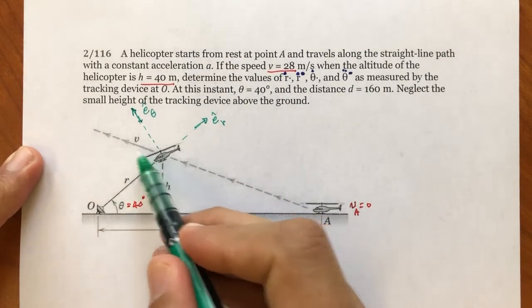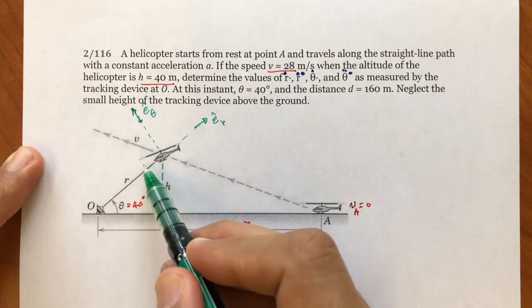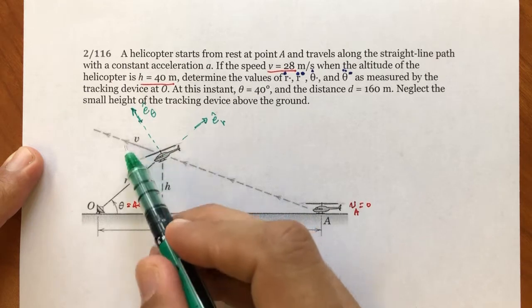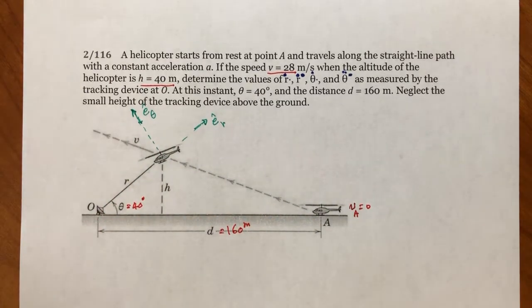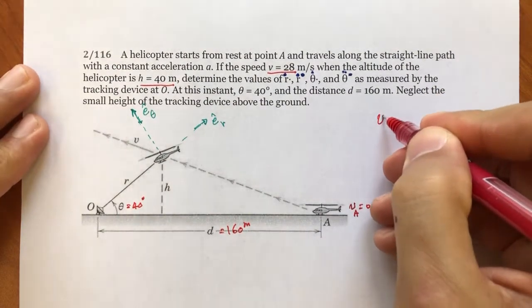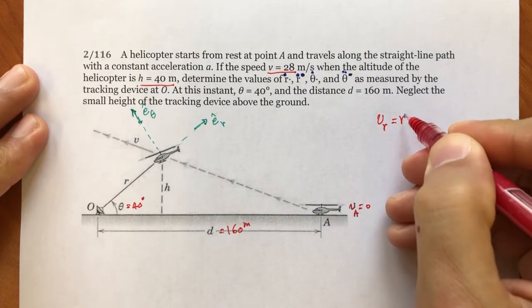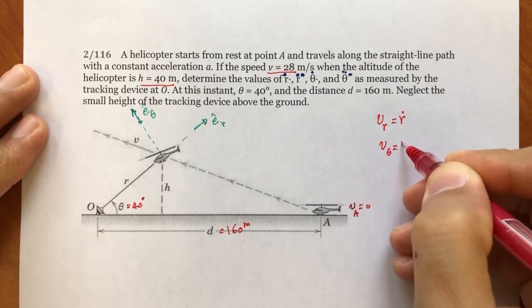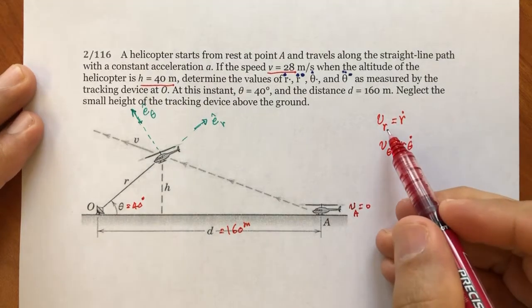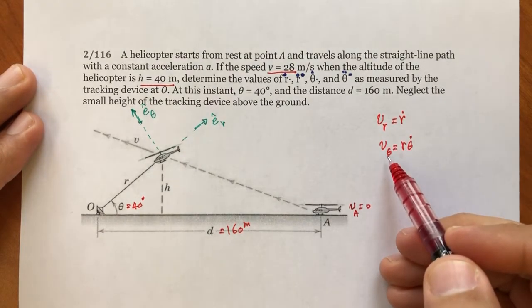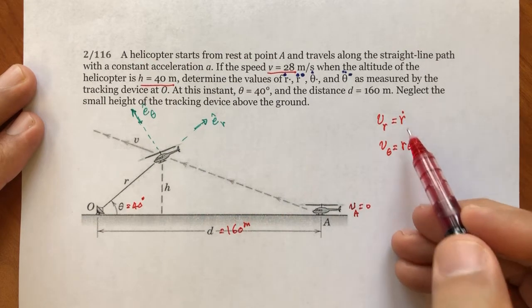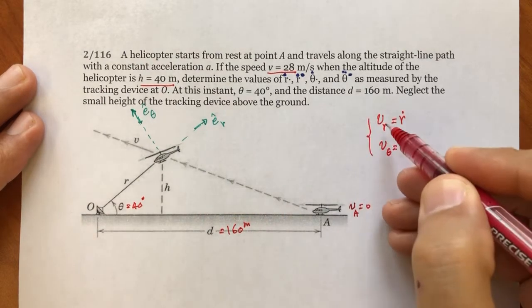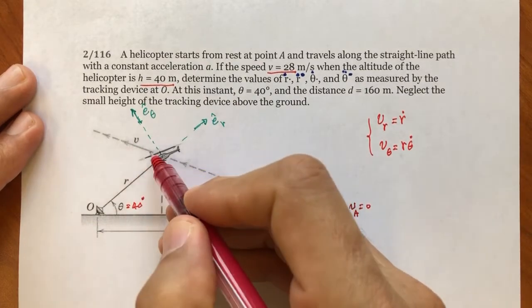If I project the velocity in these two directions, I'm going to have V_r and V_theta. And V_r is r dot, V_theta is r theta dot, right? So let me write those equations. We know V_r is r dot, and V_theta is equal to r theta dot. So if I know what V_r and V_theta are, and also if I know what r is, I'm going to be able to find r dot and theta dot. And I know V_r and V_theta because I know V.